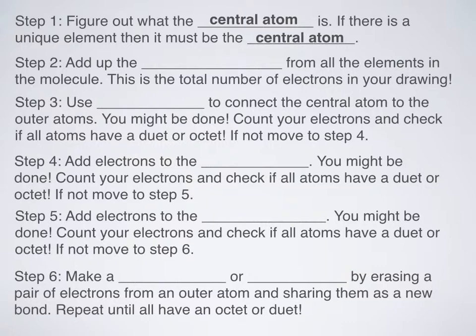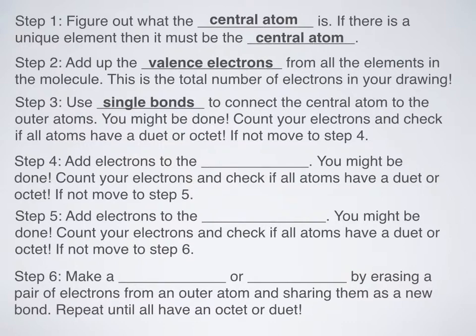And so how do we know which element goes in the middle? Well, the only way we can know that is if there is a unique element, then that has to be the central atom. When we say unique, we mean there's only one of them. Next up, we have to add up our valence electrons, which is why we need to know the pattern of 1 through 8 on the periodic table. So we have to add up all of our valence electrons from every element in the molecule, okay? And when we do that, that's the total number of electrons that we can have in our drawing. We can't have any more or any less.